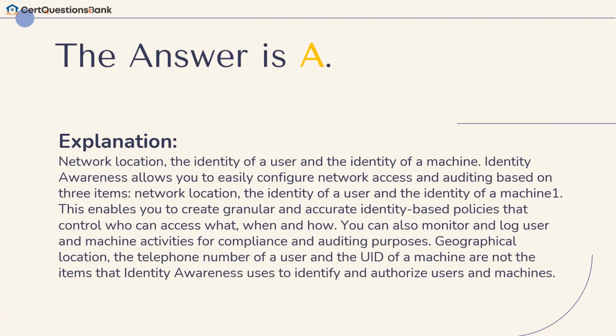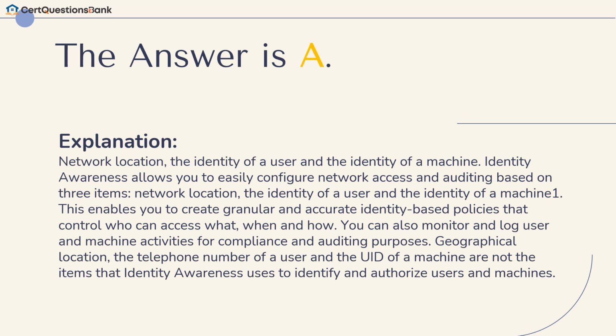The answer is A. Network location, the identity of a user and the identity of a machine. Identity awareness allows you to easily configure network access and auditing based on 3 items: network location, the identity of a user and the identity of a machine.